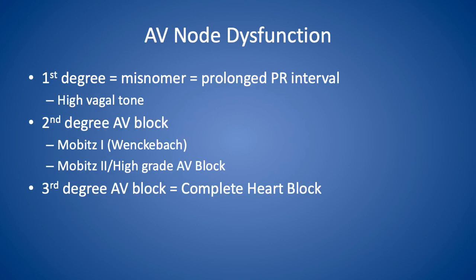AV node dysfunction is really broken into 3 degrees. First degree is a misnomer. It's really just a prolonged PR interval, often due to a high vagal tone. A second degree AV block is broken into 2, Mobitz 1 and Mobitz 2, which we'll talk a little bit more about. And third degree is complete heart block.